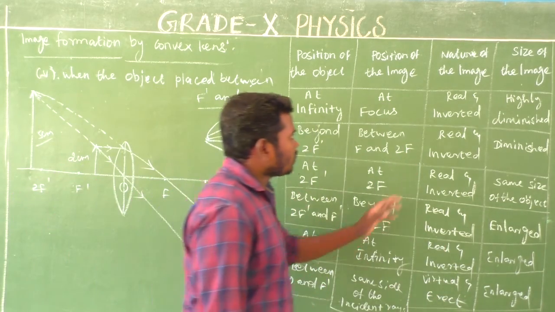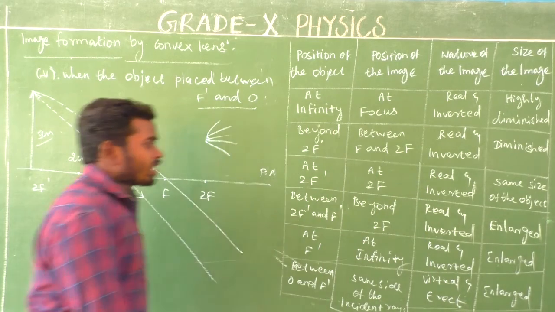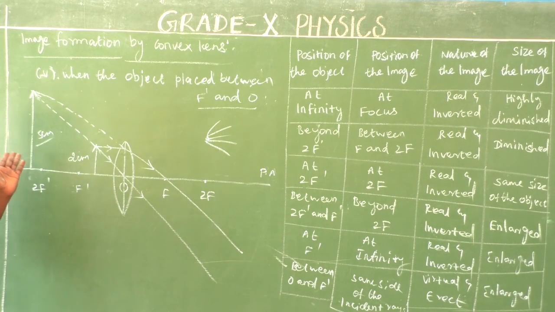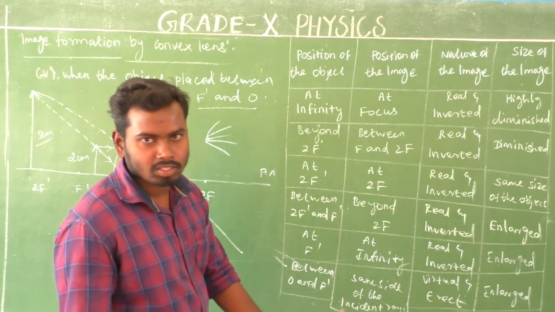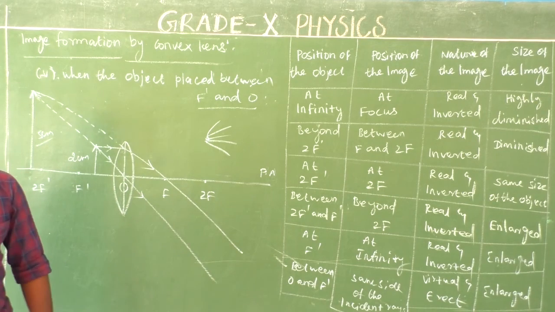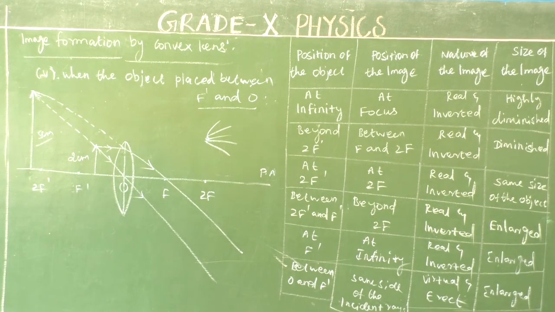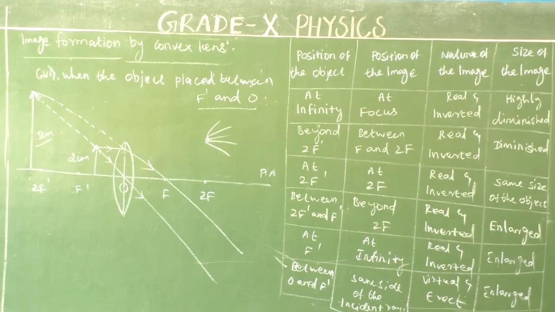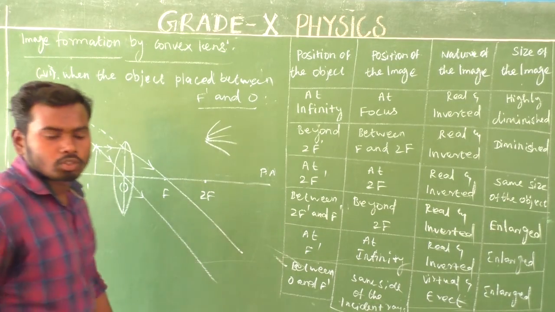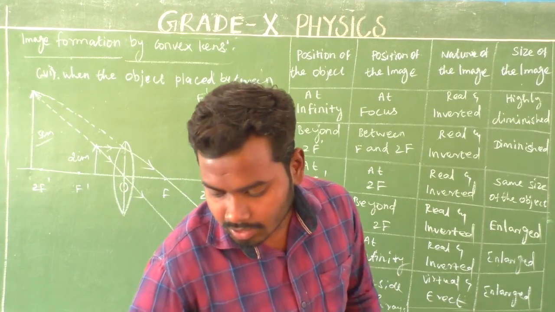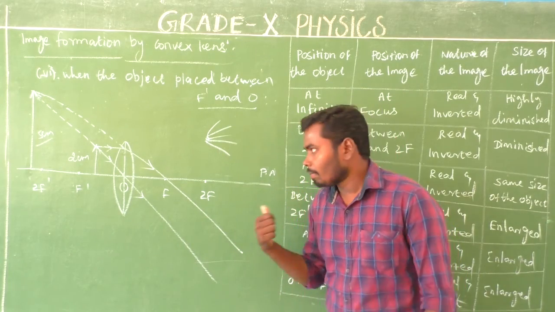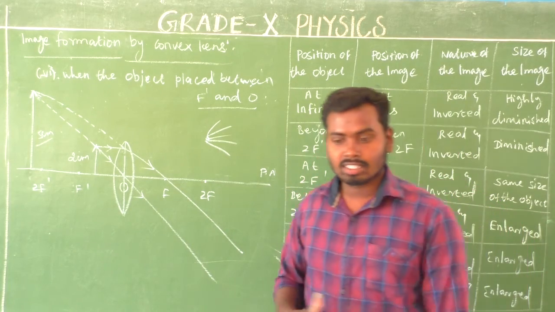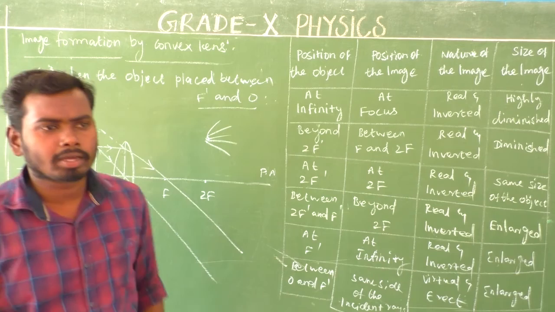Is it clear? Next one, what is the size of the image? The size of the image is enlarged, which means the size of the image is more than the size of the object. Is it clear? Yes, very simple. You don't get confused. So look at here. From this class, we have learned something. What is that, sir? We have learned something.